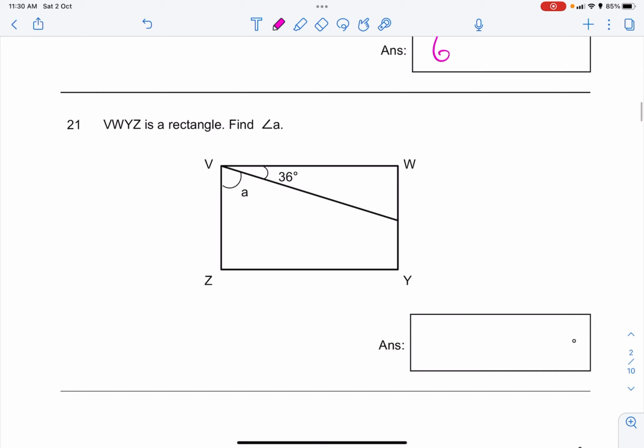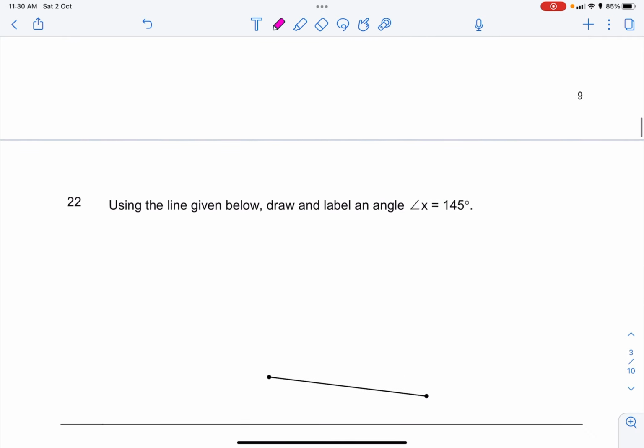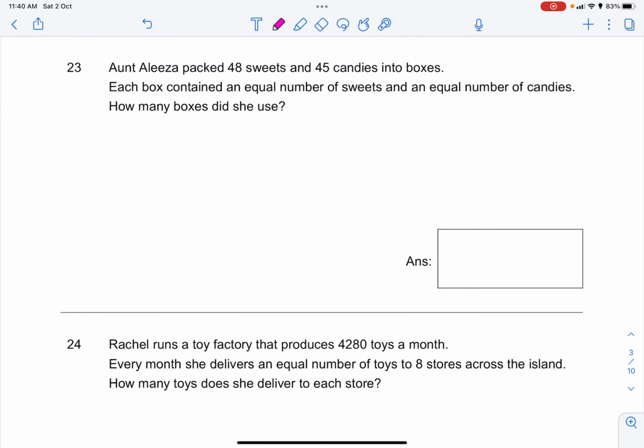Angle A. Okay, so this is a corner of a rectangle. So both angles add up to 90 degrees. So 90 degrees minus 36 degrees will give you 54 degrees. So angle A is 54 degrees. Question 22. We will check this back in school. Okay, now let's look at question 23.